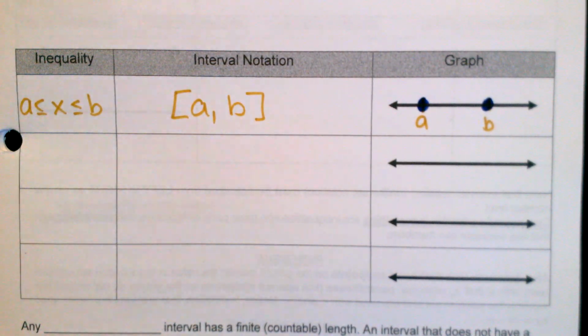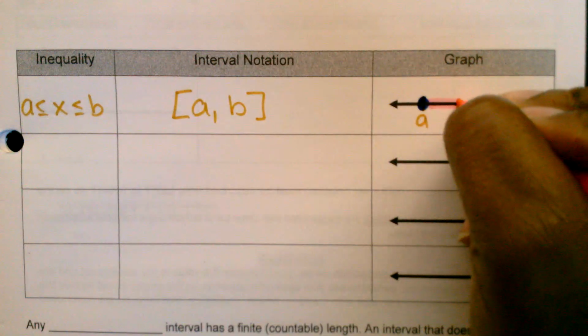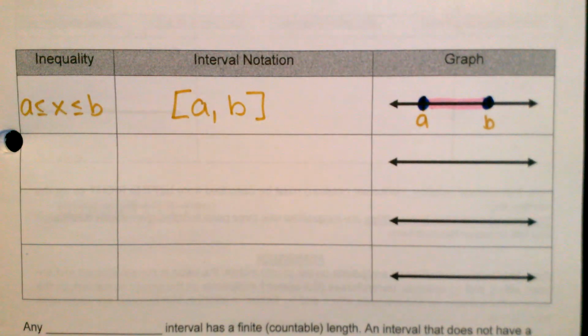And then I'm going to shade. You can use a highlighter to shade the portion that you need. You can do the scribbles like I did before. That's perfectly fine as long as I see it. Everyone good? Okay.